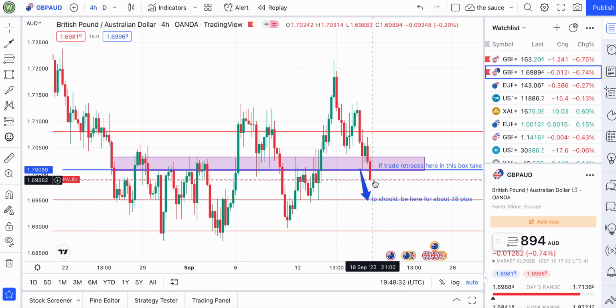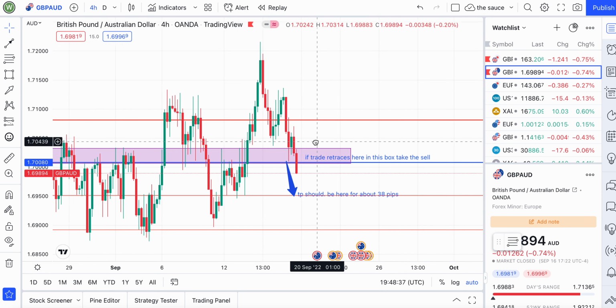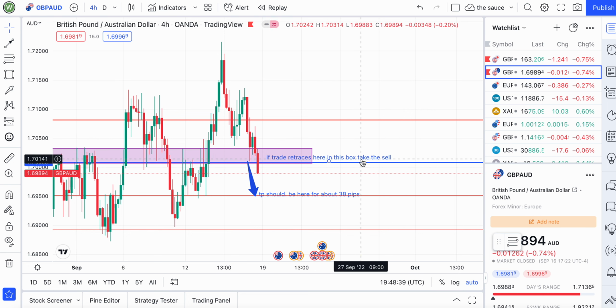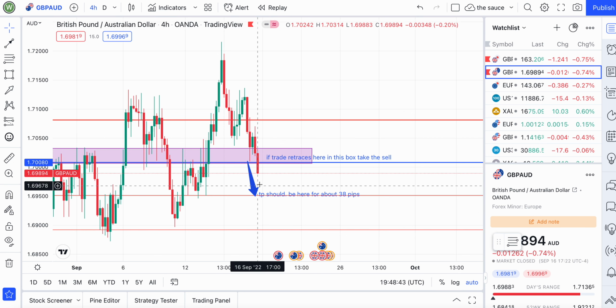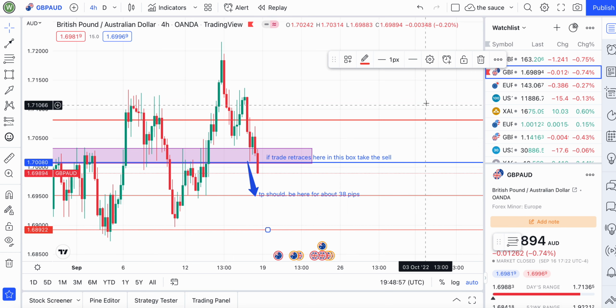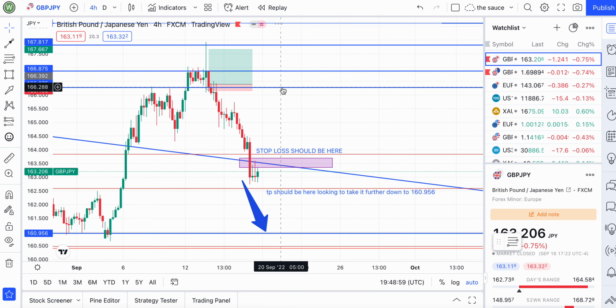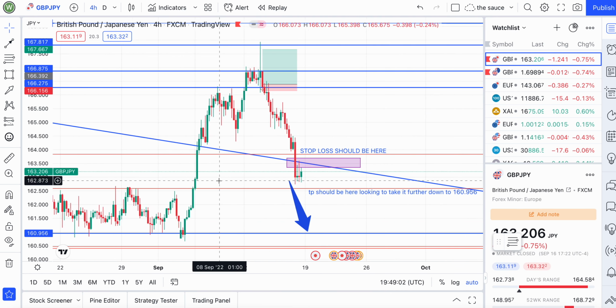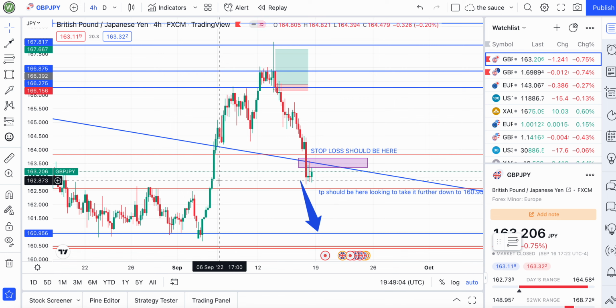I would enter the market here for the sell, and I wrote in my box right here, if trade retraces here in this box, take the sell, because this now would become the area of resistance. So I'm looking for it to break, which it already broke right here, come down here, retest, and make its way all the way back down to here. And that's for GBP AUD. I will show you how these trades actually play out in my next video.